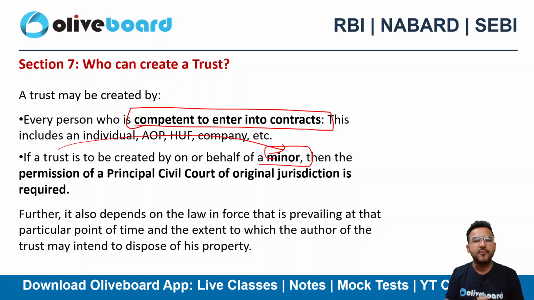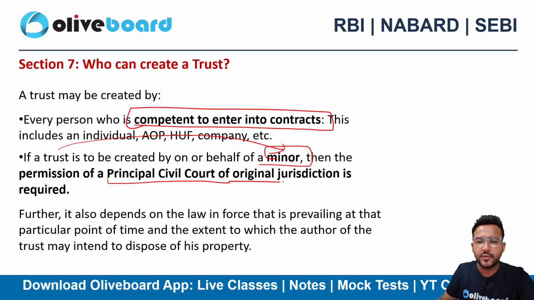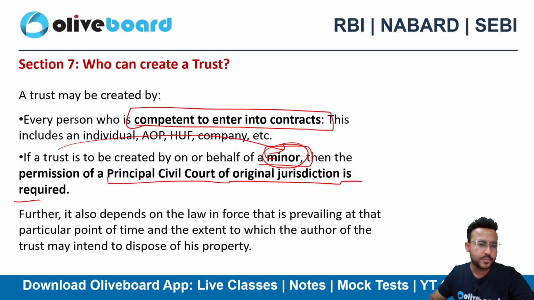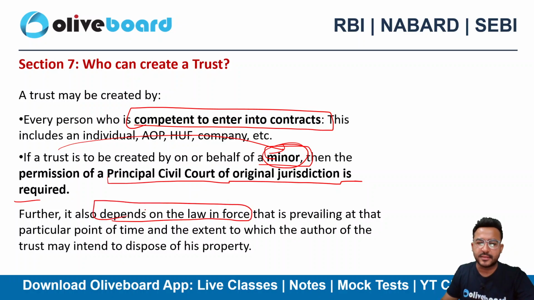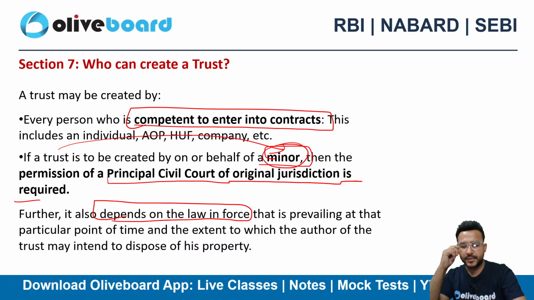So if you still want to create a trust on behalf of a minor, then the permission of a principal civil court of original jurisdiction is required. If you want to create a trust on behalf of a minor, you need the permission of a principal civil court of original jurisdiction. It will be required here, right? So do remember this particular point. And it totally depends on the law as well, which is in force at the time of this particular scenario.